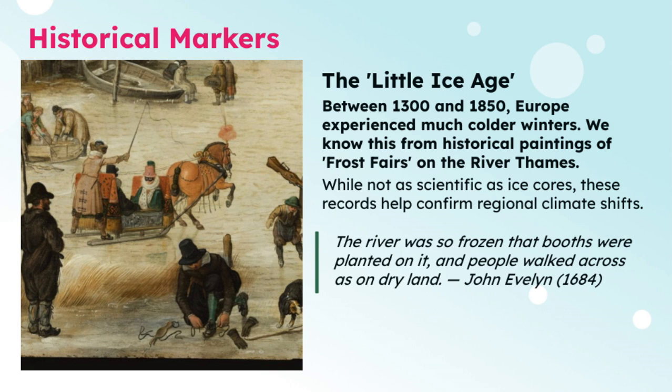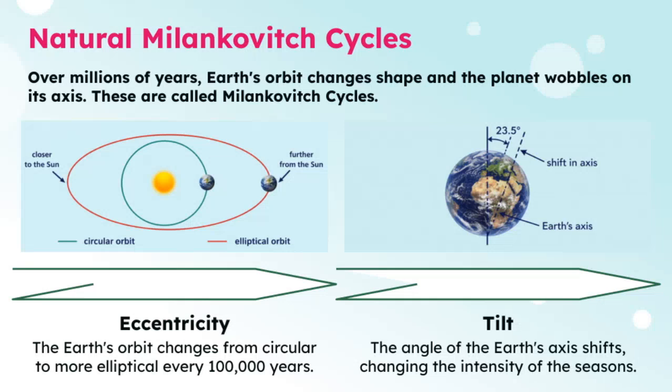However, we should be careful. The Little Ice Age was not the same everywhere, and historical evidence often tells us about specific places rather than the whole world. Now let's look at one of the natural causes of long-term climate change, Milankovitch cycles.